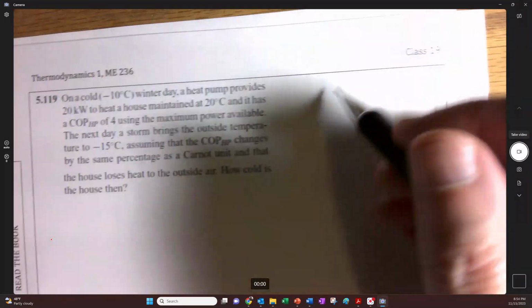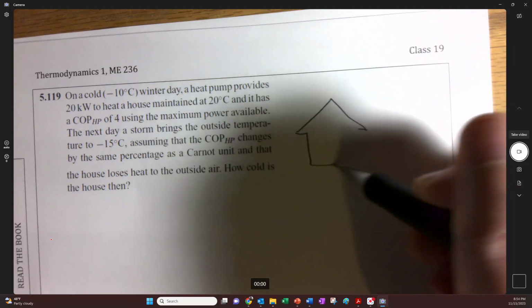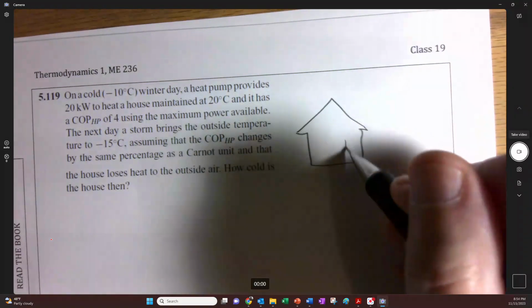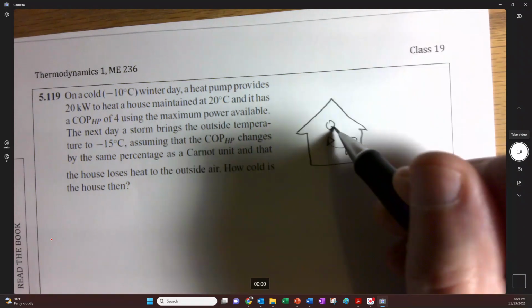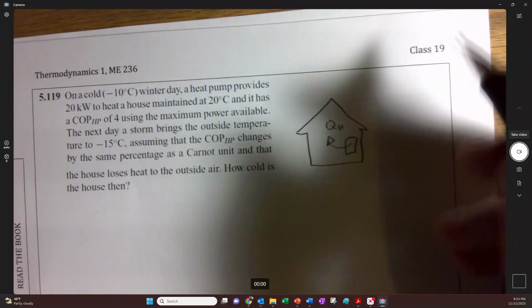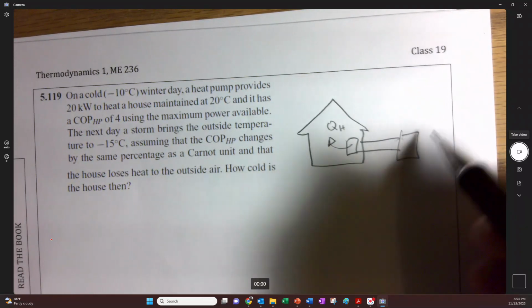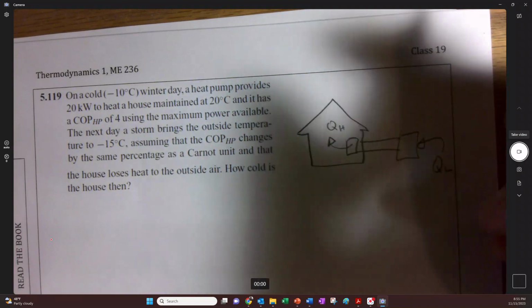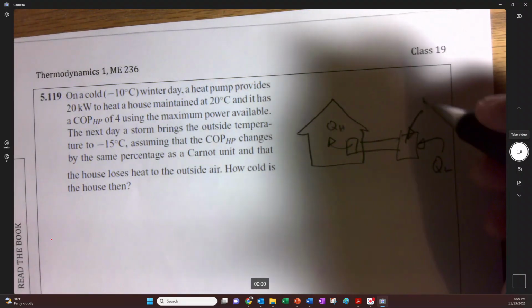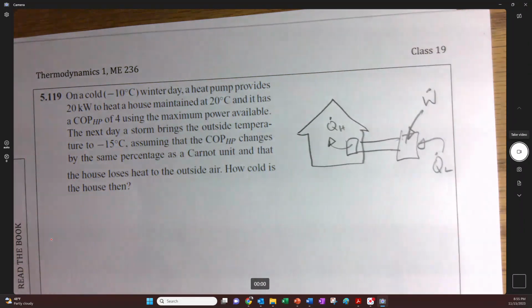All right, so I drew a little house. I just like drawing a little house. Anyway, here we're delivering QH in here, and outside we have this heat exchanger and mechanism coming up here, and here's our QL. And of course, we have our W. So here you go, and they're all dotted, little dots.